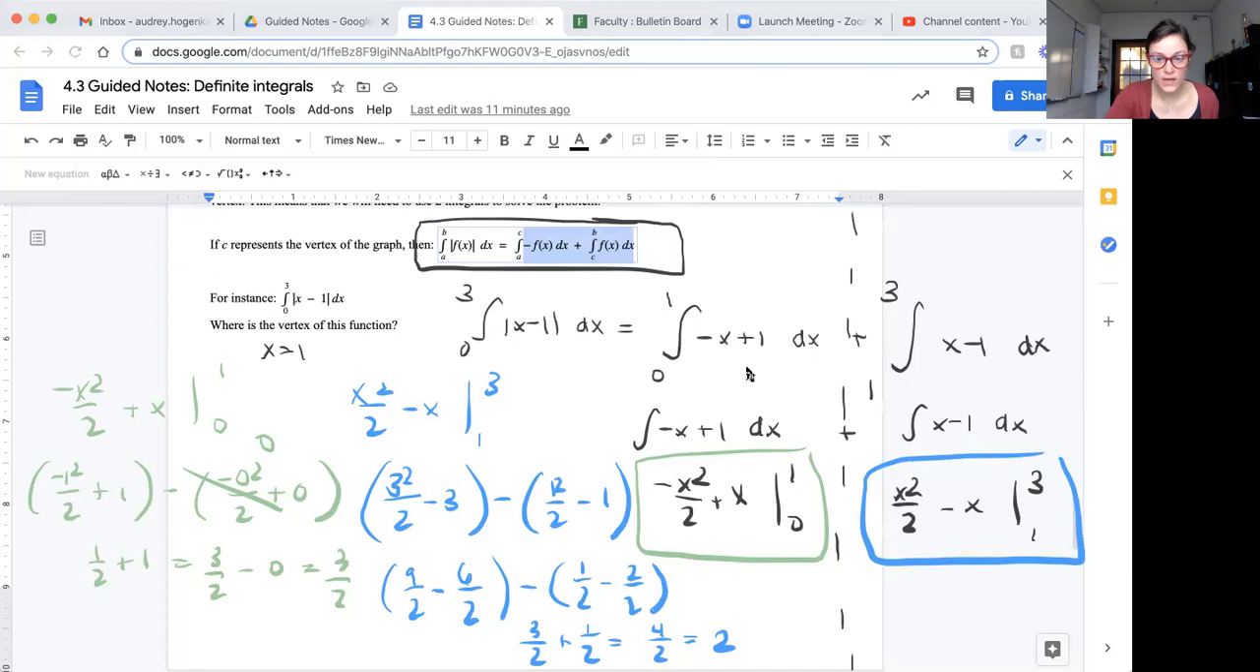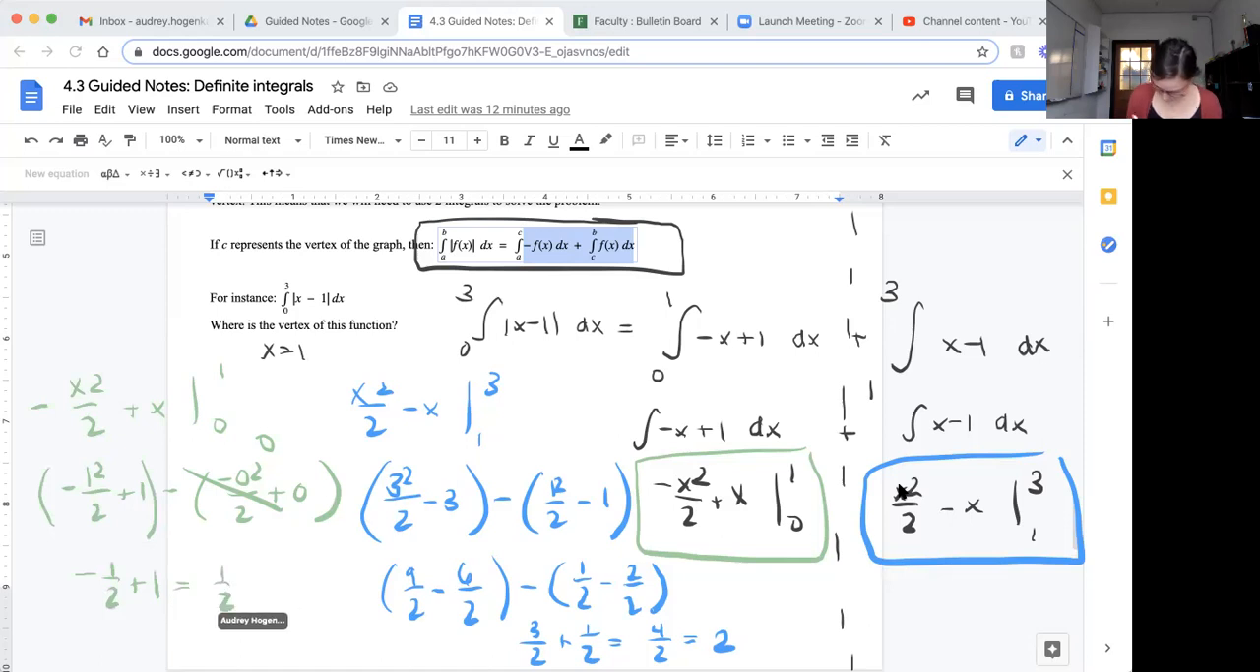Let me go back in the green and check my work here. That negative does not belong; I wrote that in a confusing way. So it's going to be negative x squared out here. Negative 1 squared over 2 plus 1, it's still in there. I'm going to get negative 1/2 plus 1 is equal to 1/2. So that's actually going to be 1/2.